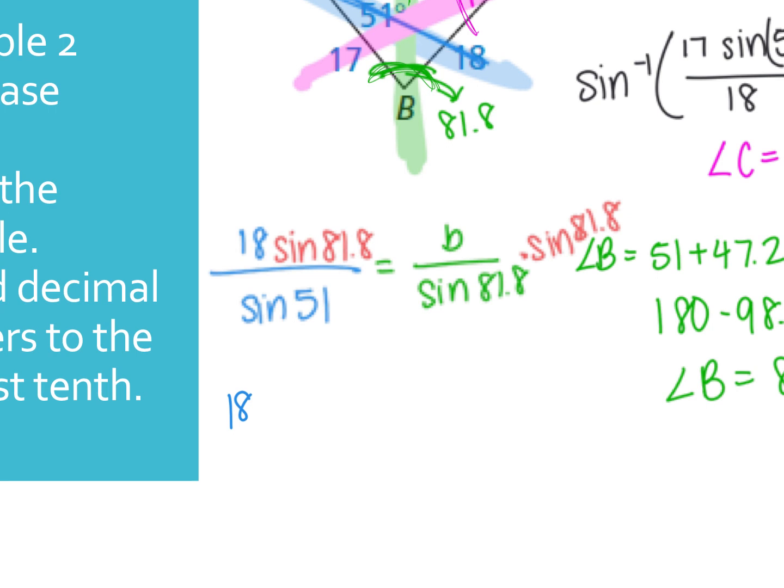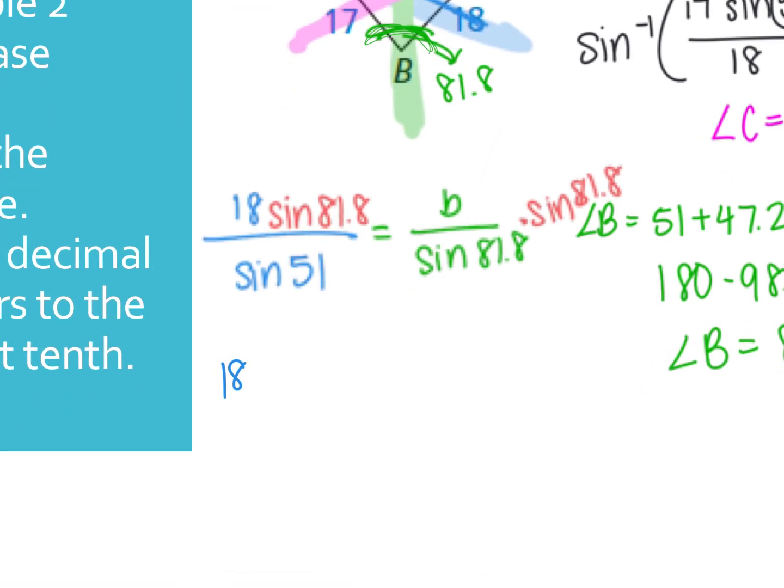Does it matter if I put the sine of 81.8 in front or behind? I personally would rather put it behind because I don't want you to get mixed up. On most tests and quizzes, sometimes you don't understand what you're writing yourself. If you put it too close together, you would think it's 81.818 or some large number like that. So I would personally put it like this.